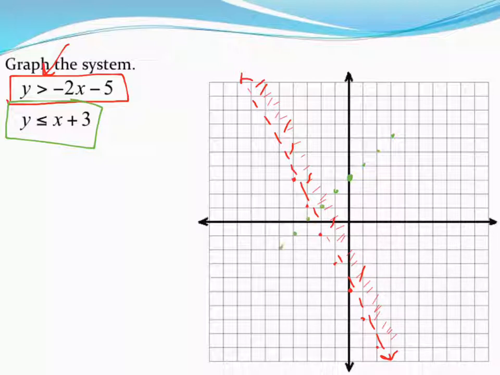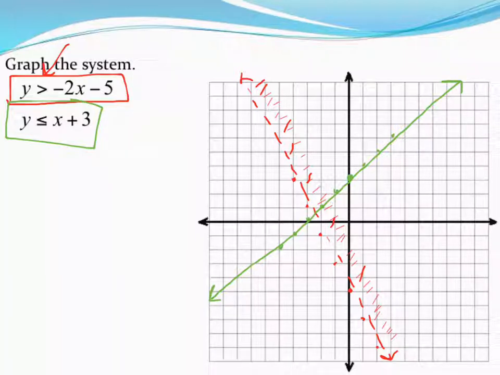Again, pay attention to whether you're doing a solid or a dashed line. This time it's less than or equal to. The or equal to is what tells me I have a solid line, so using a ruler, edge of a calculator, draw that line straight through. I'm freehanding it, but do a better job than I did.